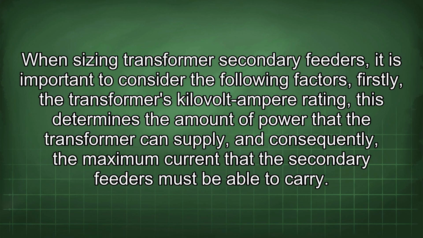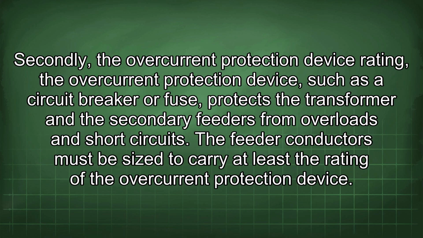When sizing transformer secondary feeders, it is important to consider the following factors. Firstly, the transformer's kilovolt ampere rating. This determines the amount of power that the transformer can supply, and consequently the maximum current that the secondary feeders must be able to carry. Secondly, the overcurrent protection device rating. The overcurrent protection device, such as a circuit breaker or fuse, protects the transformer and the secondary feeders from overloads and short circuits. The feeder conductors must be sized to carry at least the rating of the overcurrent protection device.